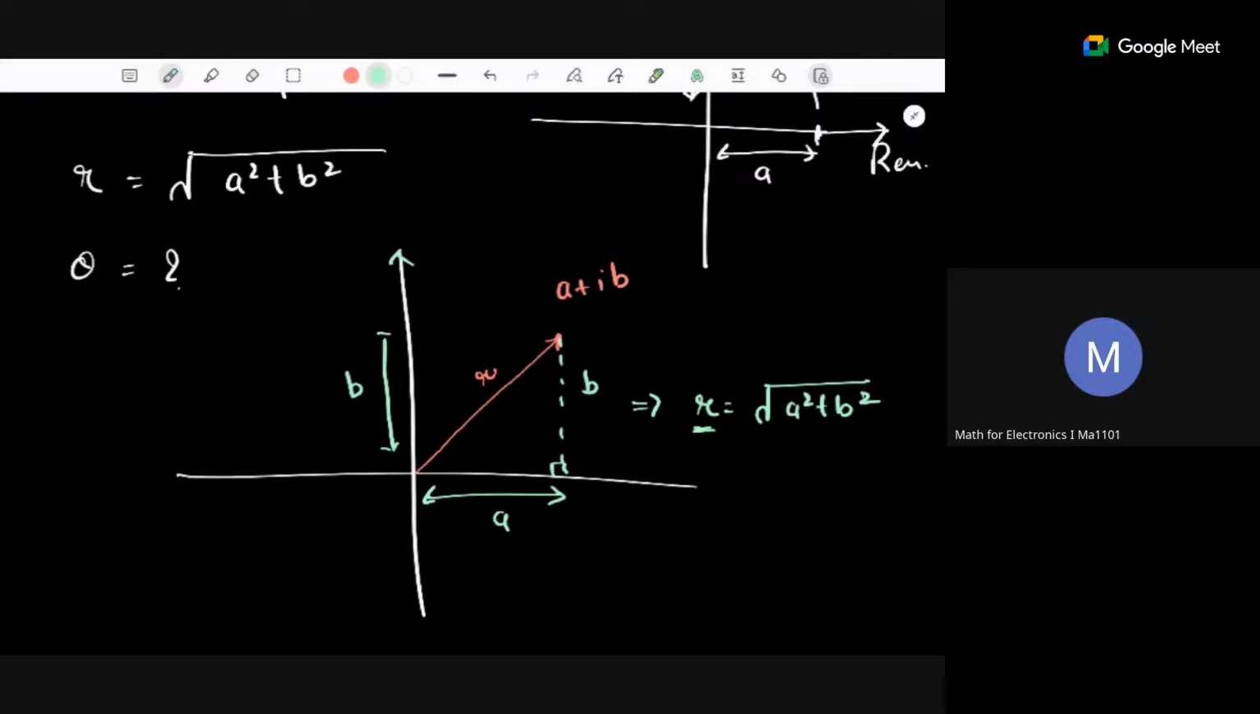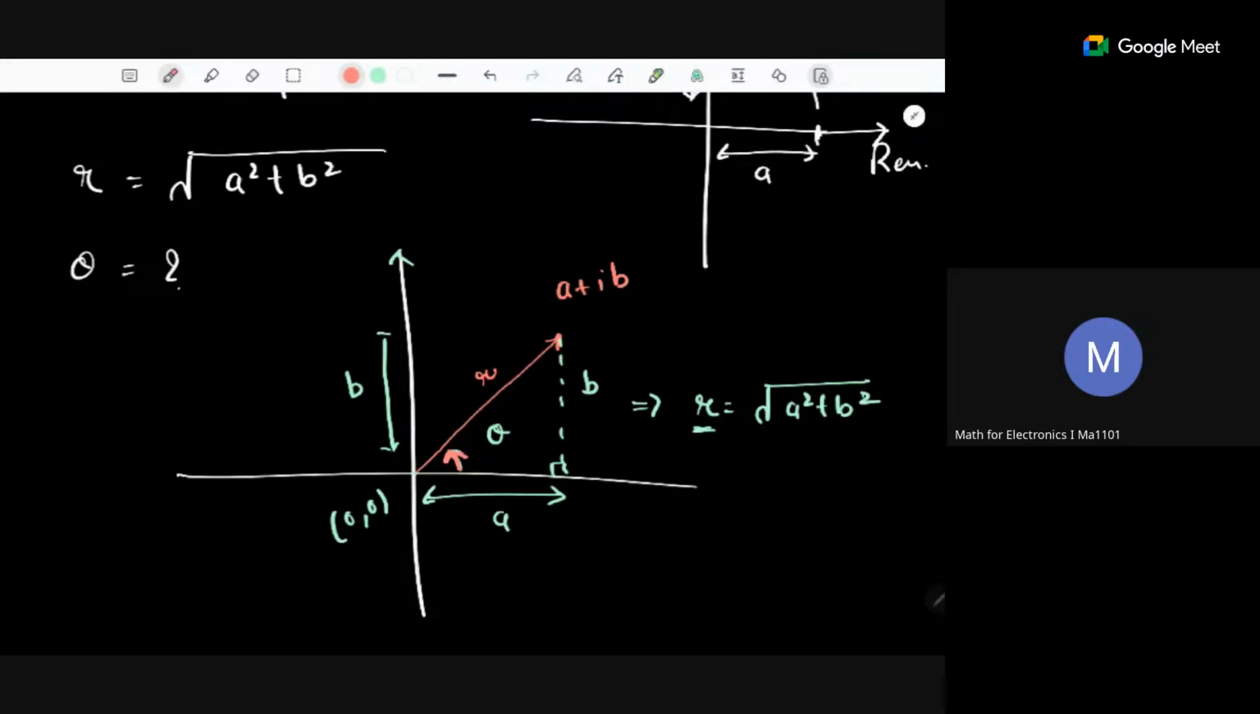So we were talking about the angle theta. What is the angle theta? We can find this angle by finding the angle between the line which connects the origin (0, 0) to our given complex number and the real axis. Here you can see this anti-clockwise angle. This angle is known as theta.